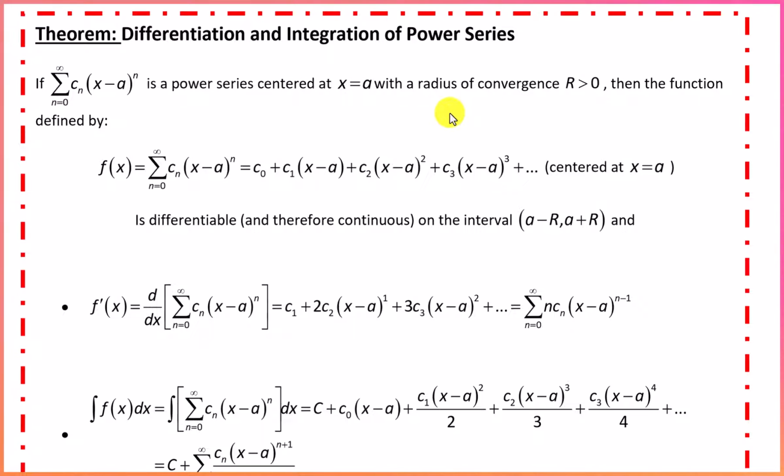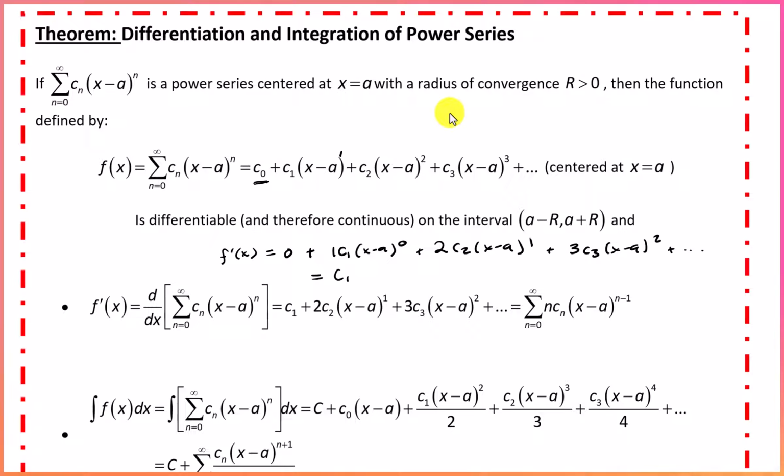If we take the derivative, the constant term is going to be 0. c naught is just a constant. When you take the derivative, c1 times x minus a to the first power is going to be 1 times c1 times x minus a to the 0, which of course becomes just c1. We don't even need that plus there anymore. So it's just c1. And then we get 2 times c2 times x minus a to the first plus 3 times c3 times x minus a squared, just using what we know about derivatives and the power rule.